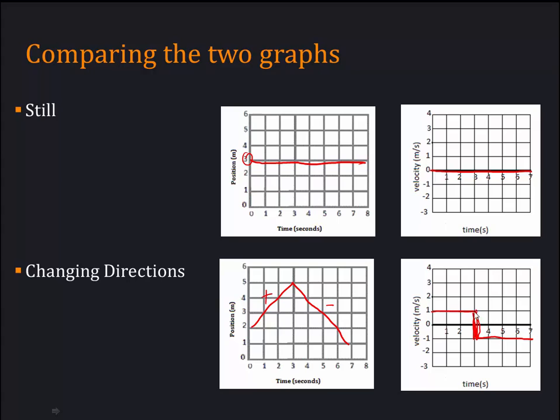Okay, so this is a direction change. It crosses the axis, that changes direction. It's on the axis, that means it is not moving. So still, velocity equals 0. Changing direction, velocity crosses 0. And if you think about that, you have to stop before you can switch direction. So velocity crosses 0 means we change direction. Velocity is 0 means the object is at rest.